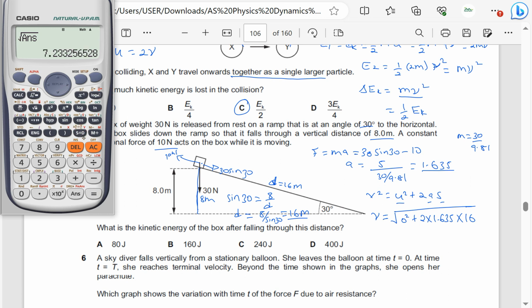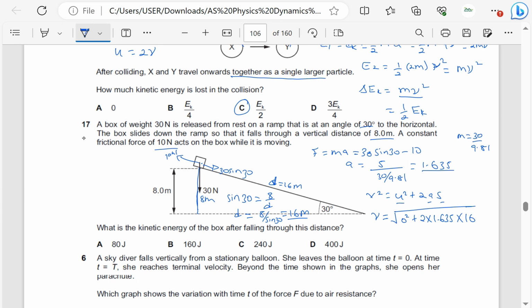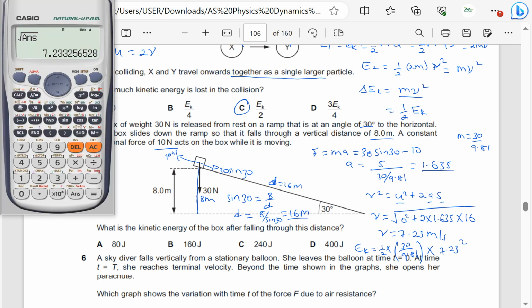So v is 7.23 meters per second. Then kinetic energy is going to be a half m, where the mass, as we have said, is weight, 30 divided by g, which is 9.81, then times v squared, which is 7.23 squared. I would not have got the square root, so that answer, I will square it again to take it back.